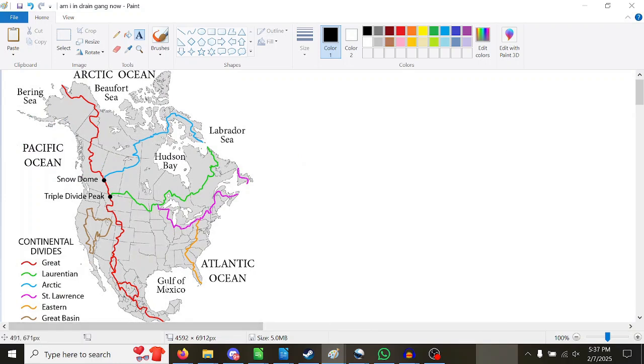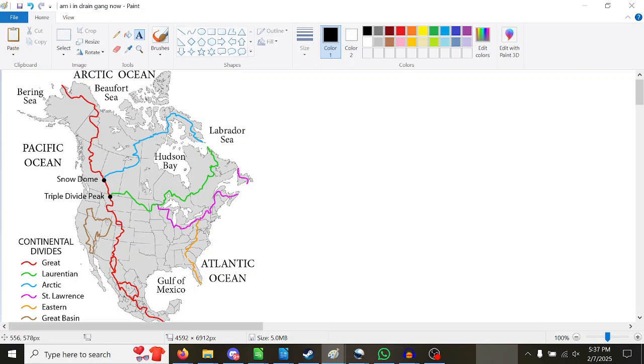So here you have multiple continental divides. Obviously, you have the major continental divide or the Great Continental Divide, but there are others as well. And what this means is it's basically the lines at which rivers flow towards one body of water or towards another. Obviously, the red one runs parallel to the Rocky Mountains, and the orange one.